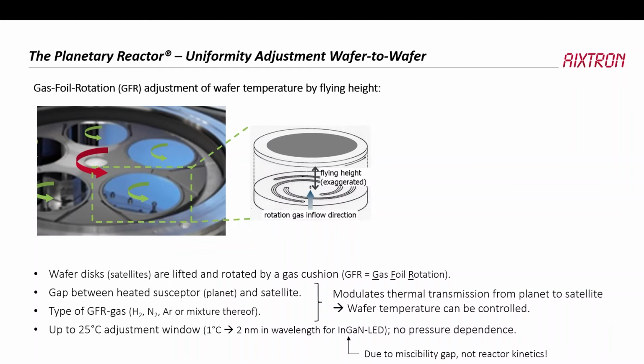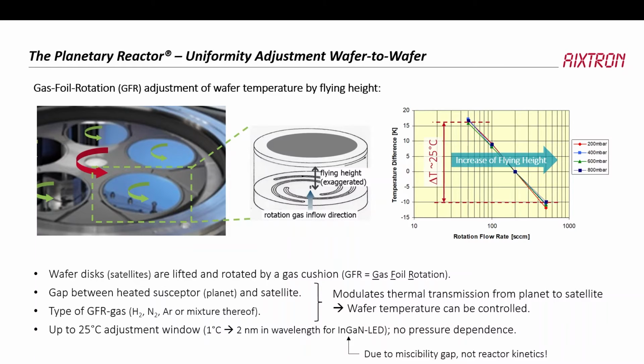And the flying height is actually the thermal resistance between the two, if you will. So what we can do is, by changing the rotation flow rate, we can change the temperature on the wafer surface. And this is shown here. We can vary the rotation flow, and we can get about 25 Kelvin a total span. So we can change the temperature of an individual wafer by up to 25 Kelvin from its ground state. We can lower it by, let's say, 12.5, or we can raise it by 12.5.